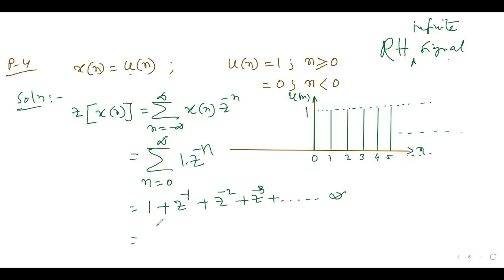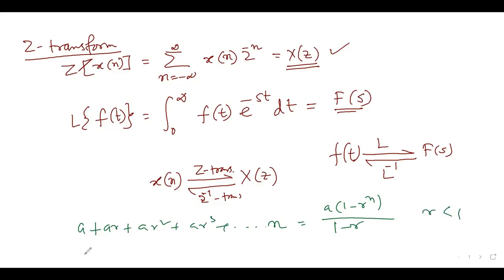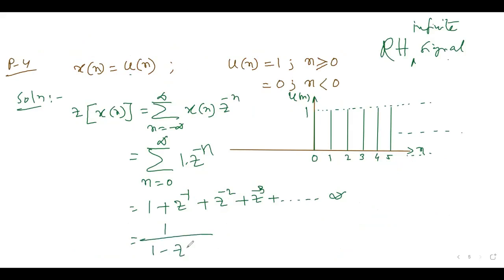So this is an infinite series, and we know the formula: a plus ar plus ar square plus ar cube. For a finite duration signal with r not equal to 1 the sum is finite, and for an infinite signal with r less than 1, the sum is the first term divided by 1 minus the common ratio. So that is z by z minus 1.